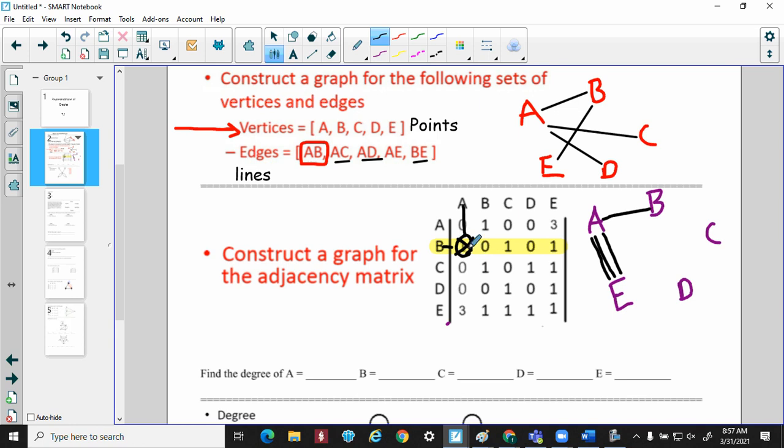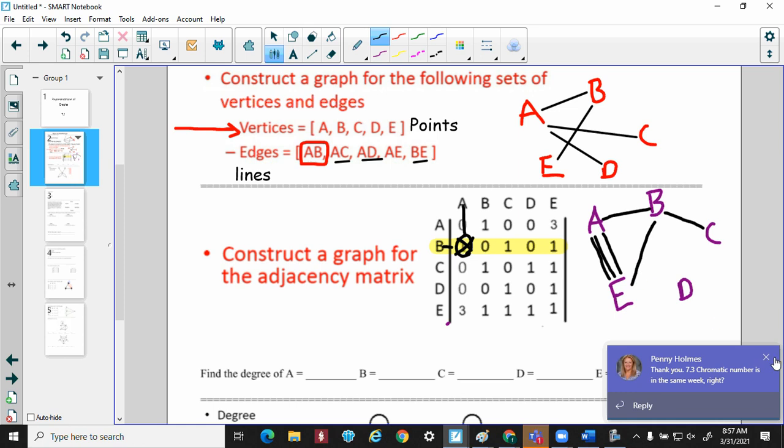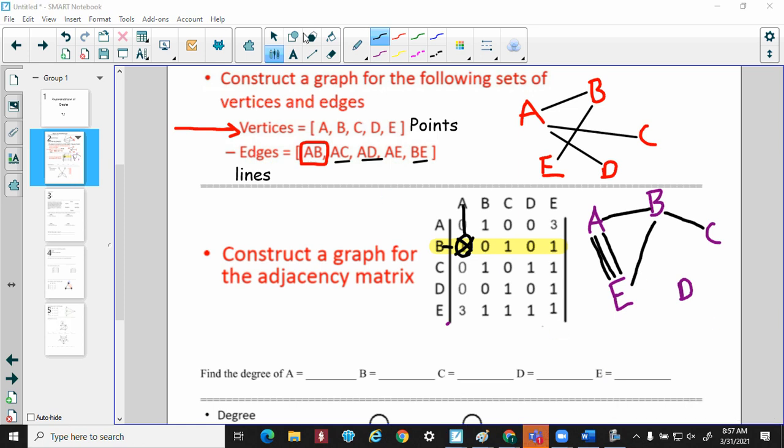All right. So if you keep reading, A, B, and C. All right, B and C, that has not been drawn yet, so we draw a line. B and E, it's already been connected. All right. Now, let's keep going. Let's go down to C.